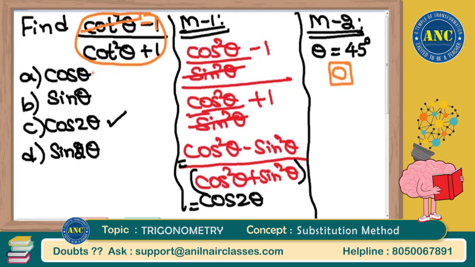Substitute 45 in the answer options also. Cos 45 is not 0, ruled out. Sin 45 is not 0, ruled out. Sin of 2 theta, 2 into 45, 90. Sin 90 is not 0, ruled out. Cos 90 is 0. That should be the right answer. Over, answer.